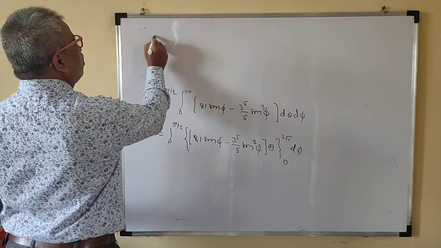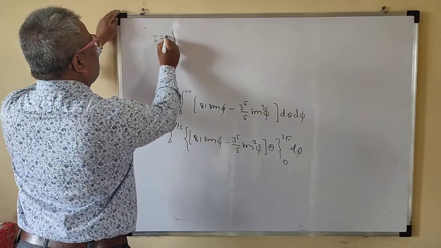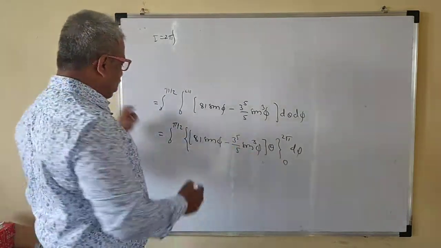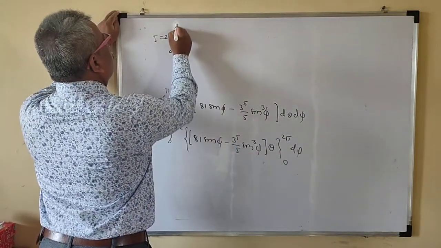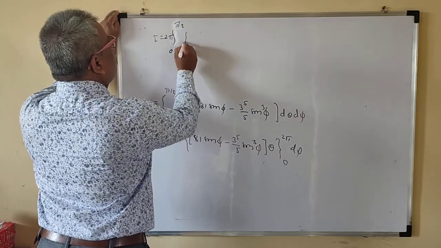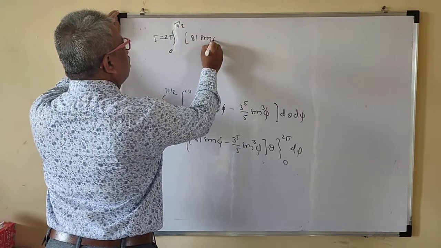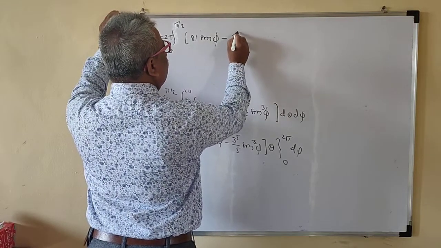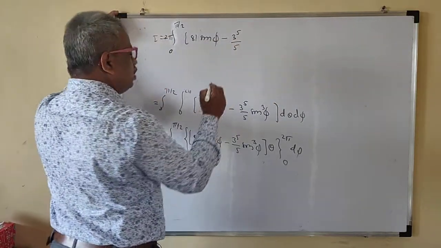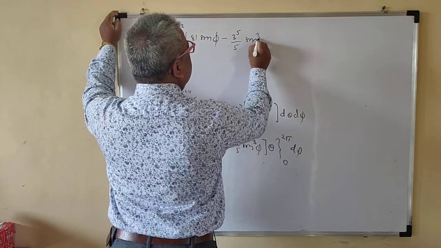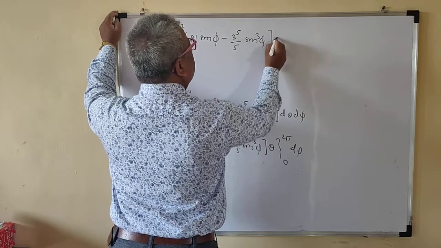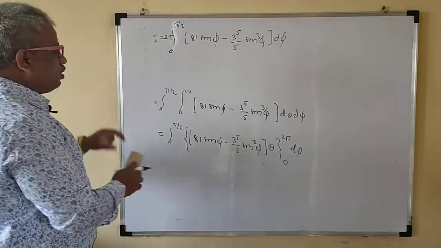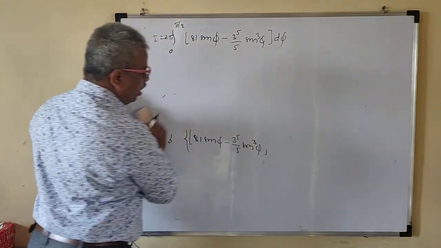So I is equal to the integration. I can write 2 pi here, since it is only 2 pi times this. 0 to pi by 2. Now this is very important: sin phi minus 3 to the power 5 upon 5 sin cube phi d phi. So now the problem is how to integrate sin cube phi.